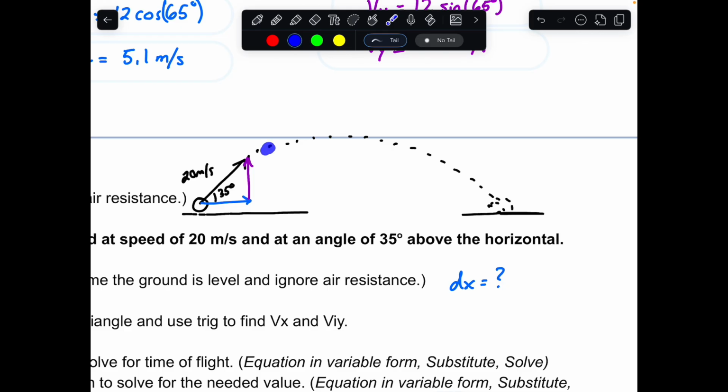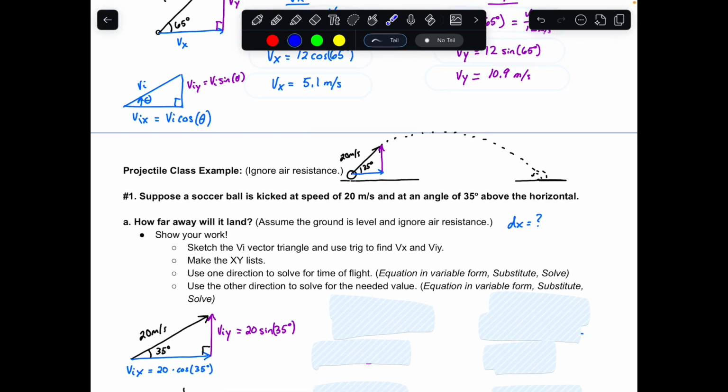So partway up the path, I'm going to have less Vy, but the same Vx. The Vy will decrease till it gets to the top where it'll be zero. And then it's going to accelerate at the same rate downwards. And so it's going to increase its magnitude until it gets to the same size but opposite direction at the very instant before it hits the ground. Okay, so those are the things I'm going to be thinking about.